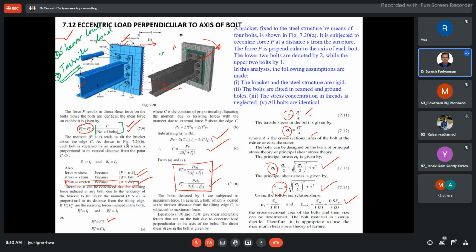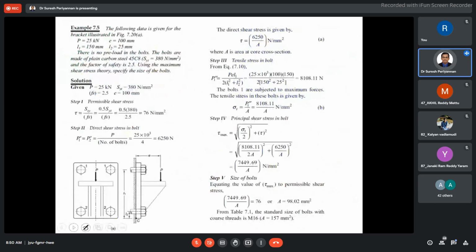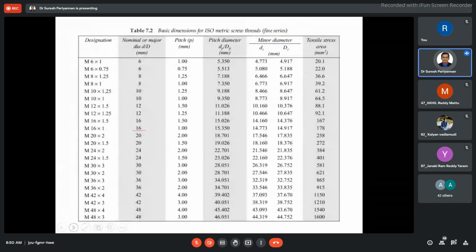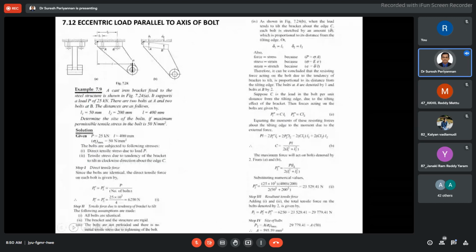The load is acting here. Now I come to another case, a corresponding problem we discussed. The load is connected to the bottom side of the frame. This is the bracket, and this is the frame. Okay, the load is connected.